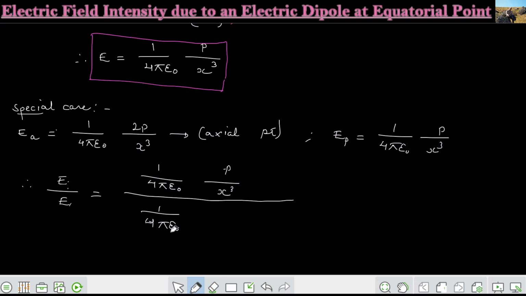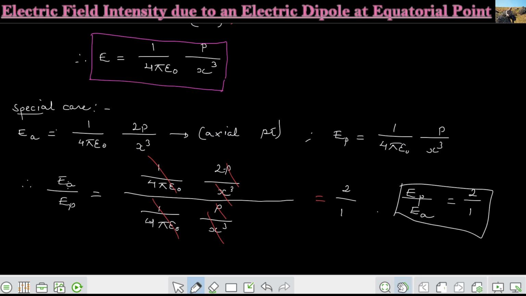I will take the ratio of EA by EP. EA will be twice P upon x cubed, and EP will be P upon x cubed. Then the factor, the x cubed and the P all cancel. So what do you get? You get just a number, 2 and 1, which means the ratio is 2 divided by 1.